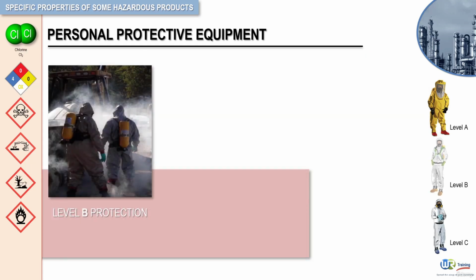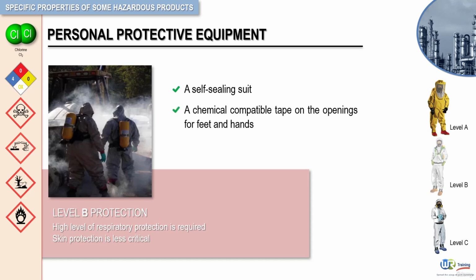Level B protection should be used when a high level of respiratory protection is required, but skin protection is less critical. Level B provides a high degree of respiratory protection by incorporating a self-sealing suit or chemical-compatible tape on the openings for feet and hands. However, Level B protection is not recommended for confined spaces.